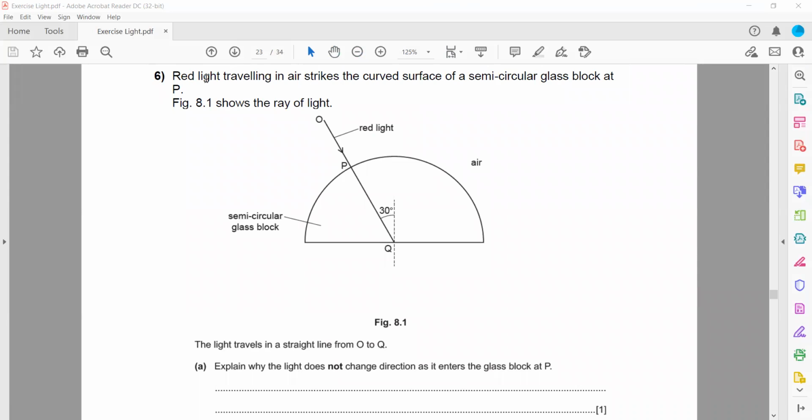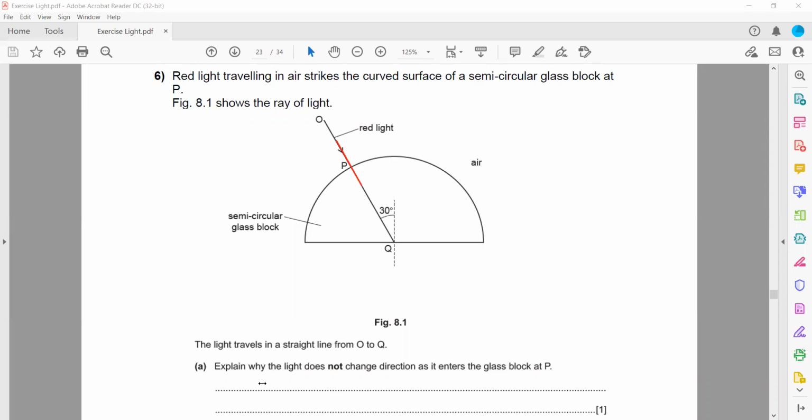In question 6, red light traveling in air strikes at P a semicircular glass block. Figure 8.1 shows a ray of light. The light travels in a straight line from O to Q. Why does the light not change direction, even though the speed will change? Why does the direction not change here?